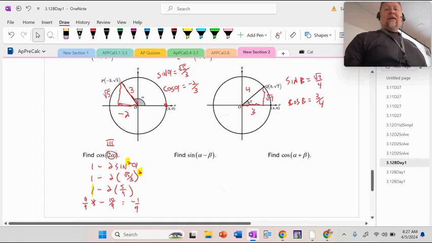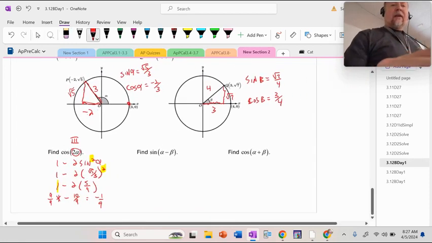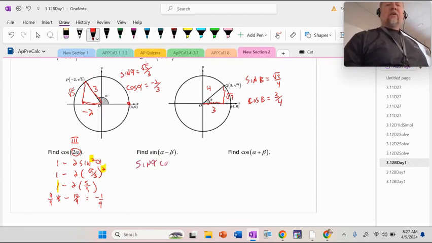This is again sine alpha, cosine beta. What's the sign? Positive or negative? Negative, and then you switch them: sine beta, cosine alpha. I'm not going to zoom in yet. I'm doing my replacements now. Sine of alpha, I have to go to this one, root 5 over 3. What's cosine of beta? I have to go to this one, which is 3/4.